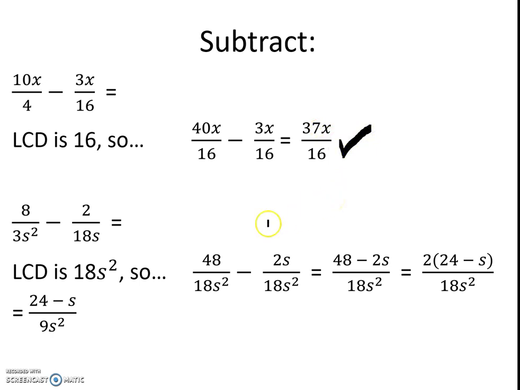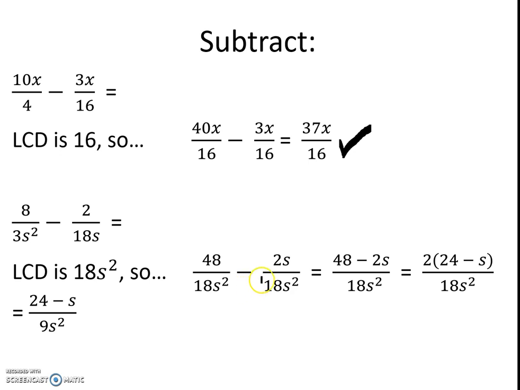Our second example on this page is 8 divided by 3s squared minus 2 divided by 18s. Our LCD is 18s squared, so when we change our 8 divided by 3s squared to a denominator of 18s squared, we have to multiply each term by 6. So 6 times 8 is 48, and 6 times 3s squared is 18s squared.